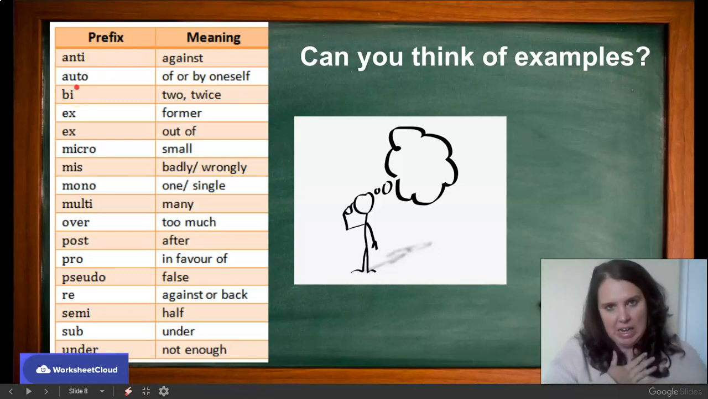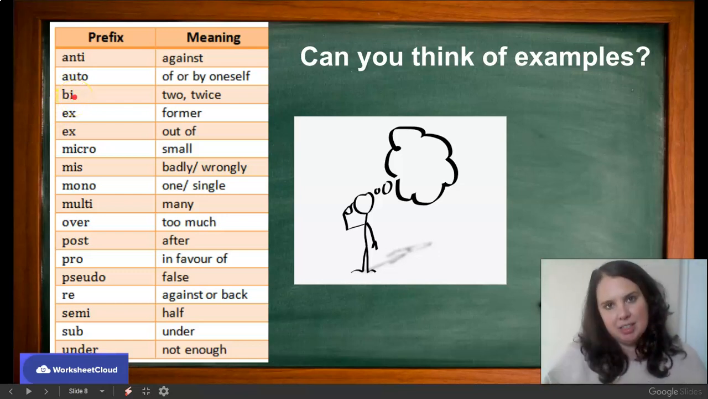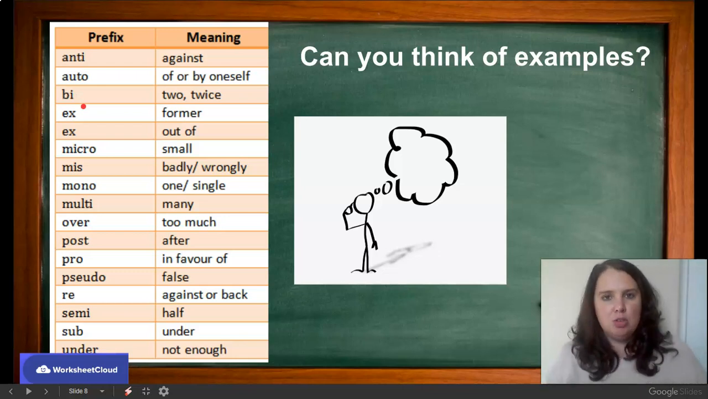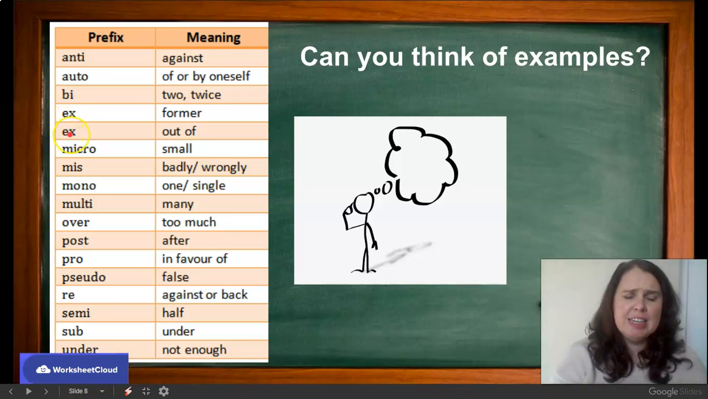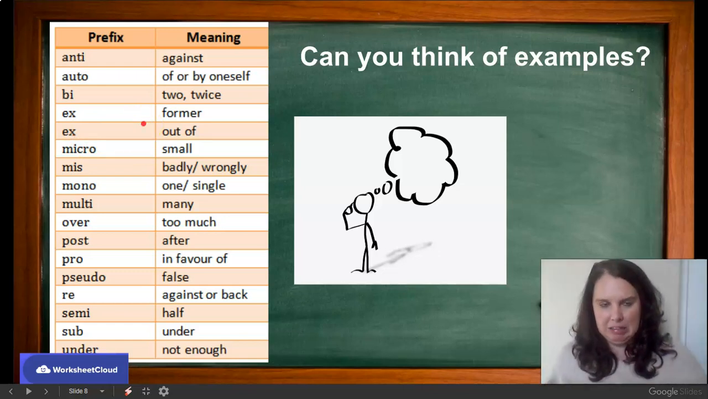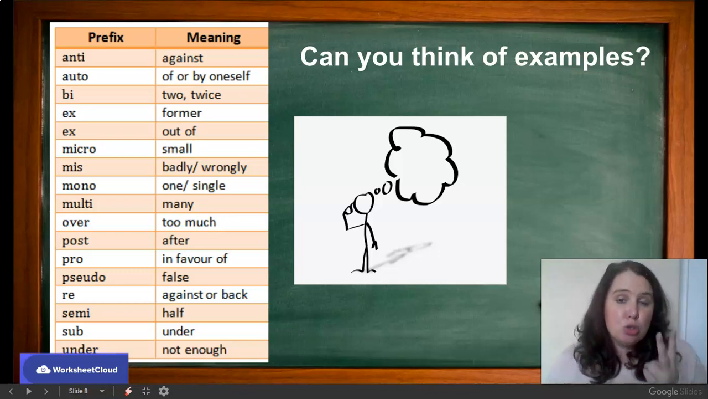Auto would mean by yourself. So an autobiography, it's a story about the person, about you. Bi means two, so bicycle has two wheels. I don't see tri on this list, but then think tri would mean three wheels. The prefix ex can have two meanings. Either it can mean former, your ex-friend, or it can mean out of. Okay, so extrinsic, or we'll look at those just now, but it has two meanings.